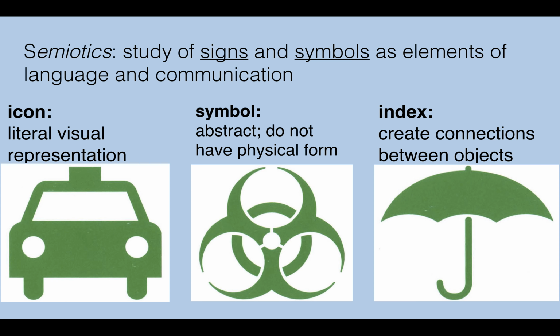And finally, on the far right is an index. It creates connections between objects and ideas. For example, we see a green umbrella. The green umbrella is not just a green umbrella, it represents wet weather. So the umbrella object represents the more complex idea of wet weather. There you go. Semiotics, the study of signs and symbols as elements of language and communication.